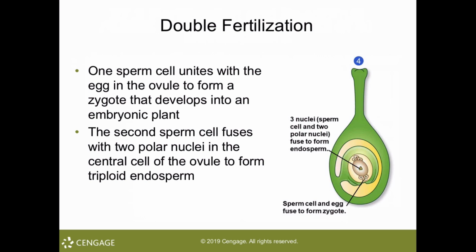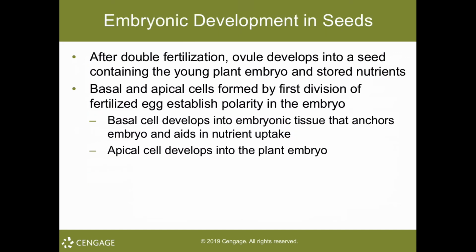Please write this down. The two polar nuclei in the central cell of the ovule fuse with the second sperm cell to form the first cell of the triploid, that's 3n, endosperm. The endosperm is the tissue with nutritive and hormonal functions that surround the developing embryonic plant in the seed. This process in which two separate cell fusions occur is called double fertilization.